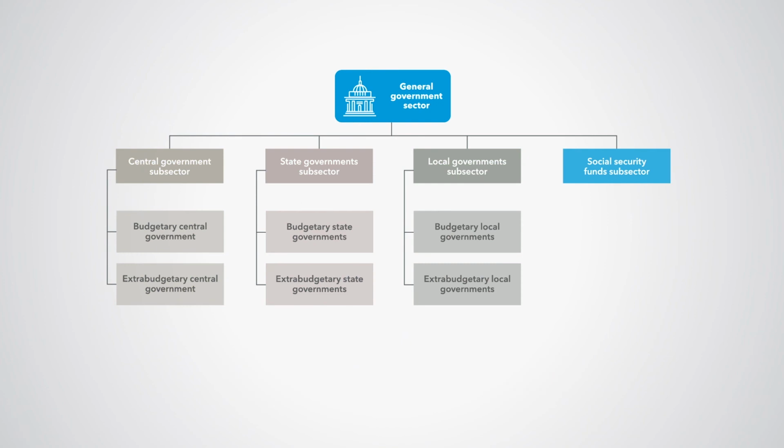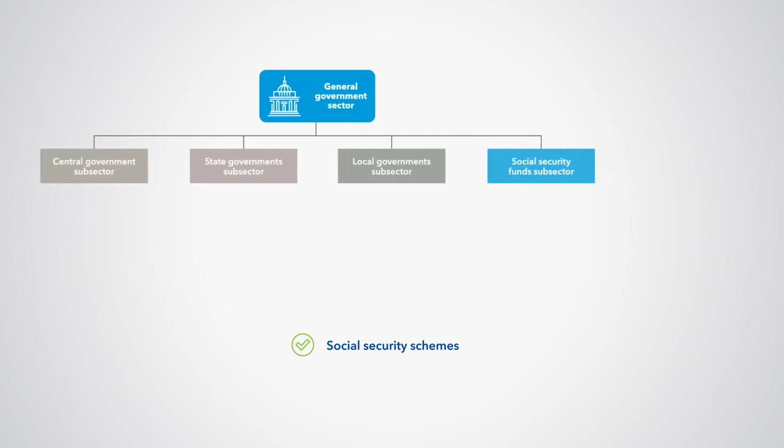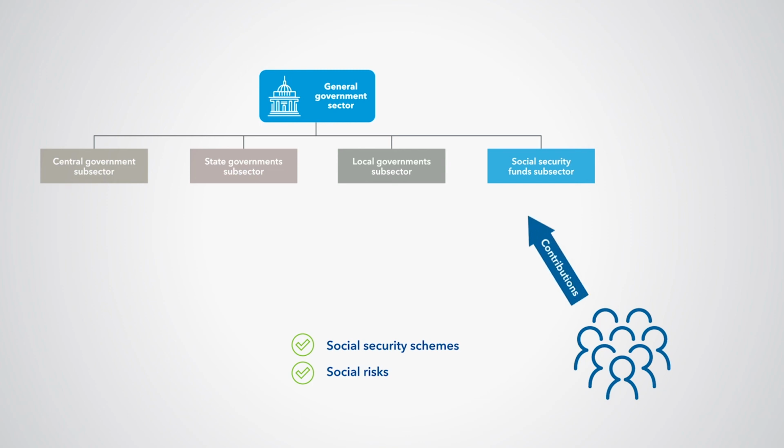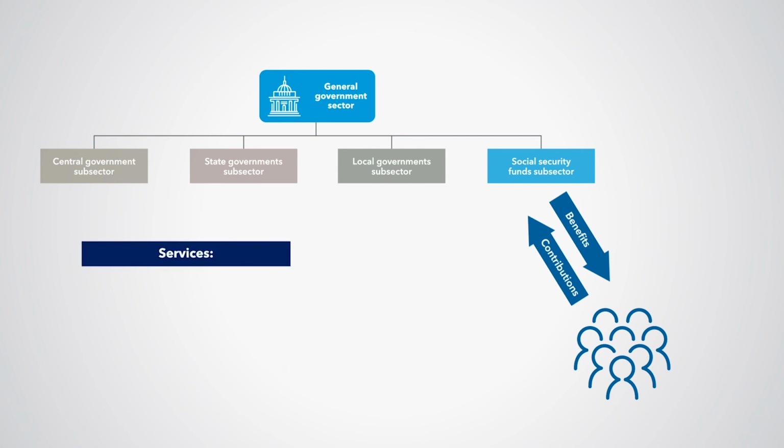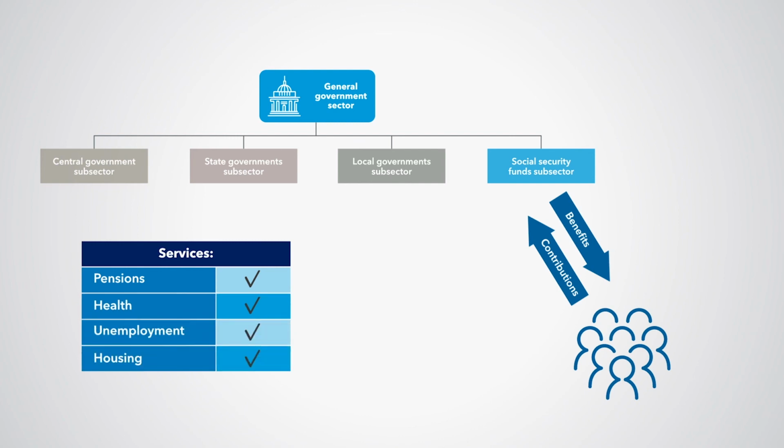Social security funds are government units that operate social security schemes. These schemes cover the entire population or large segments of the population against social risks, are mandatory, and require participants to make contributions in order to be entitled to receive benefits. The typical benefits they provide are for pensions, health, unemployment, and housing. These social security funds collectively compose the social security funds subsector.